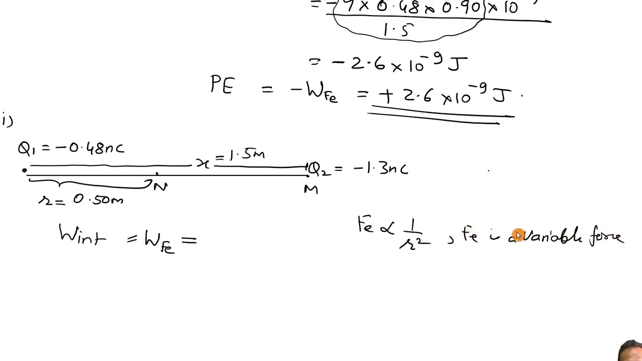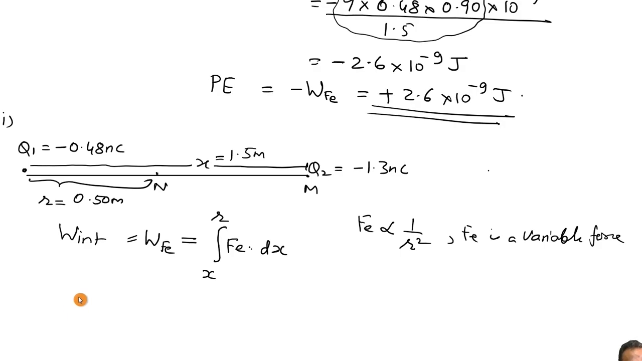Okay. So for a variable force, the formula for work done due to that variable force Fe is the integration from initial to final. Initially it was at a distance of x, and the final position is when the distance between them is r. So it will be the integration from x to r, lower limit x, upper limit r, of Fe dot dx. This is the formula for work done, and using this formula we are going to get the answer.